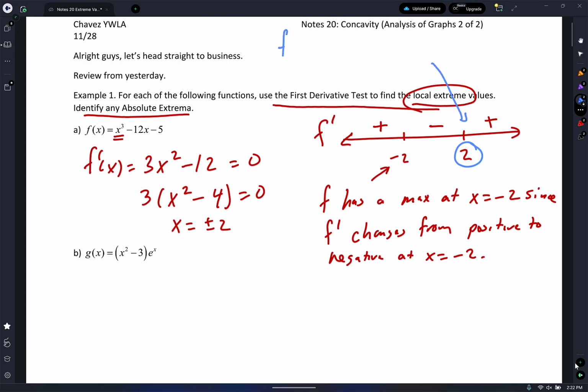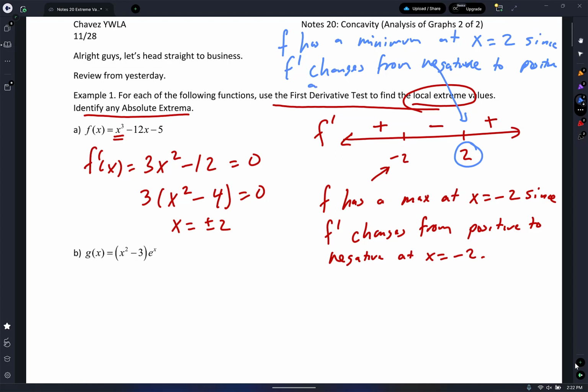Min. So I'm going to write f has a minimum at x equals 2 since f prime changes from negative to positive at x equals 2. And there it is. That's pretty much everything we did. That's pretty much the gist of what we did yesterday, of what we learned.